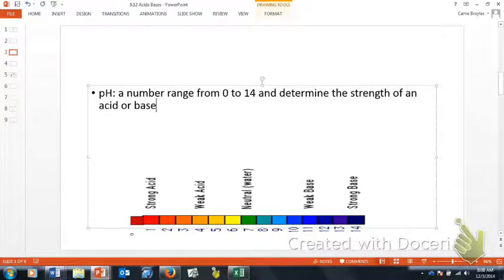The further away you get from 7, the stronger the acid becomes or the stronger the base becomes. Okay, right now I want you to go back up and look at these different vocabulary words, and I want you to put a circle around the word acid if your last name starts with A through F. If your last name is G through M, you're going to put a square around the word base. And if your last name begins with an N through Z, you're going to put a heart around the word neutral.